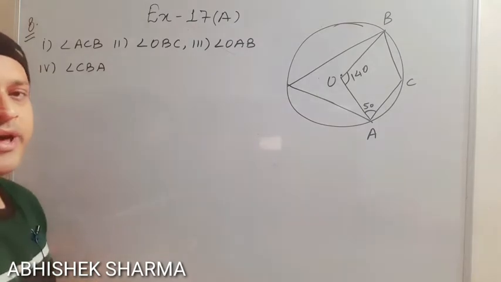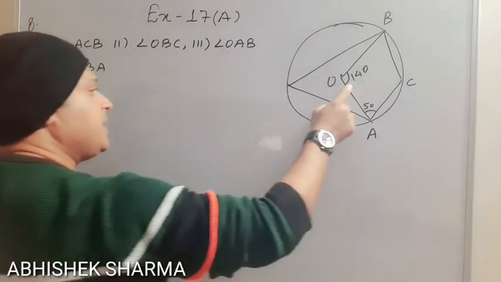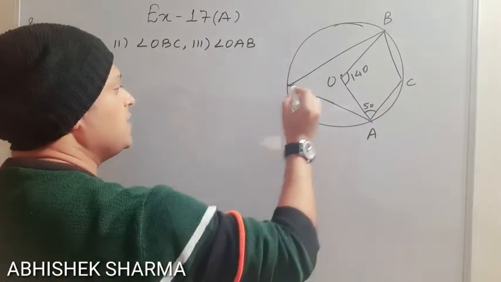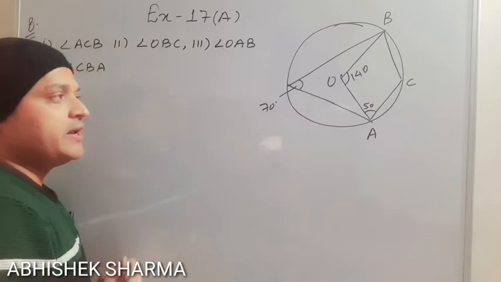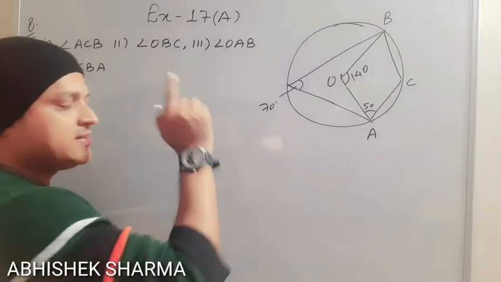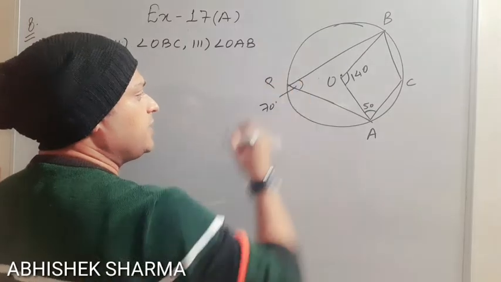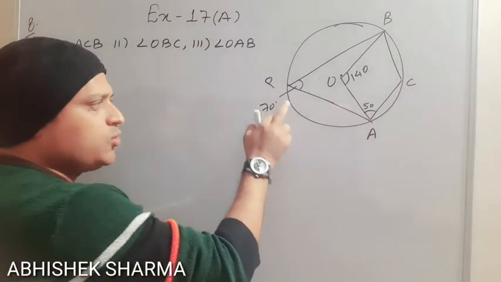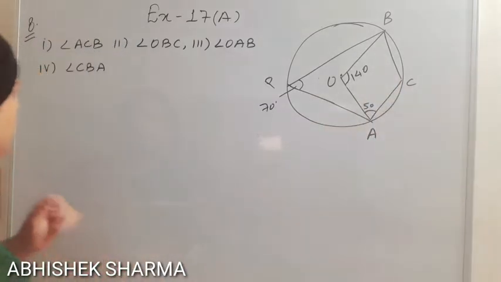What I told you: the angle at the center is twice the angle at the remaining circumference. The angle that forms here, half of it forms here. So obviously this angle will be 70 degrees. Now this is 70 degrees, am I right? Then what is the sum of this and this? Cyclic quadrilateral. Let us say this point is P. So this is 70, and what will be its sum? Cyclic quadrilateral. Let me show you.